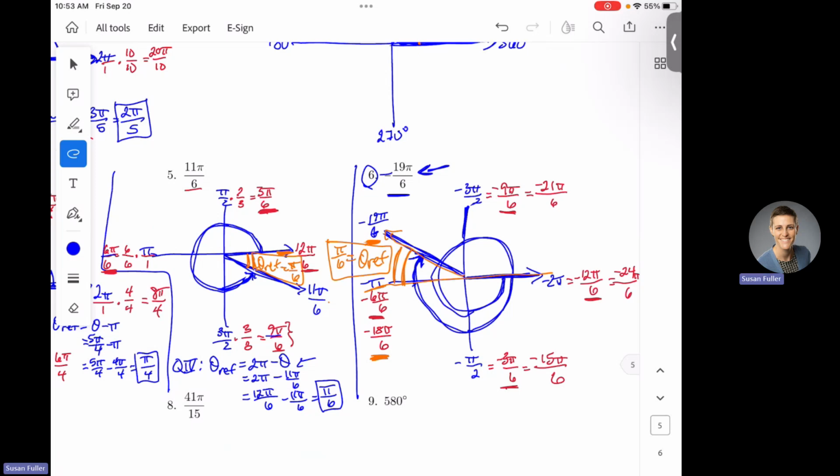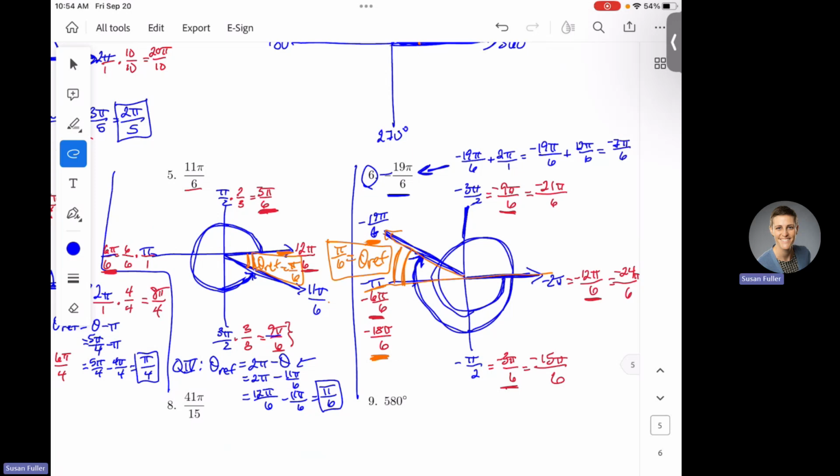How do we find coterminal angles? Yep, you add one trip around the circle. We can add 360 degrees. Here we will be adding 2 pi. So to find a coterminal angle, I'm going to take negative 19 pi over 6, and I'm going to add 2 pi. Now we're going to have to get a common denominator to add those. So I'm going to get negative 19 pi over 6 plus 12 pi over 6, because I'm going to multiply this by 6 over 6. It becomes 12 pi over 6. So now when I add these, negative 19 pi plus 12 pi, that's negative 7 pi over 6.